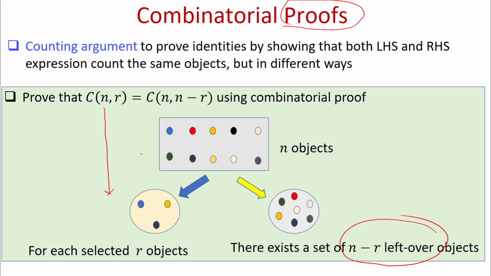The left-hand side expression basically counts the number of ways you would have selected the objects, whereas the right-hand side expression counts the number of ways in which you would have left objects. Okay, and there is a mapping. Whatever you left, corresponding to that, you are left with objects which you are picking.